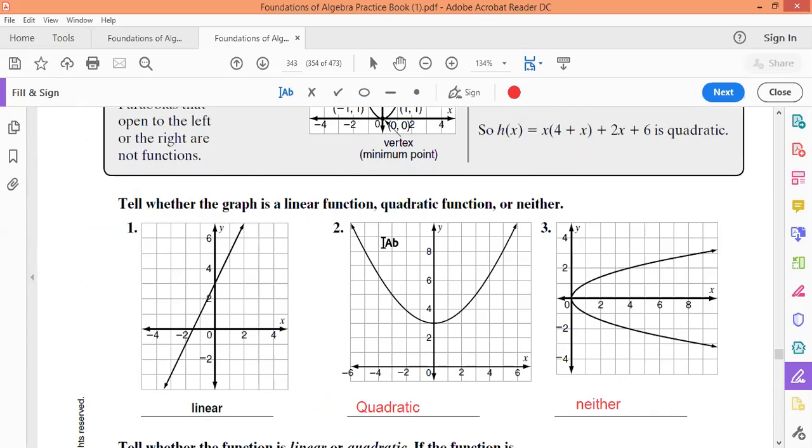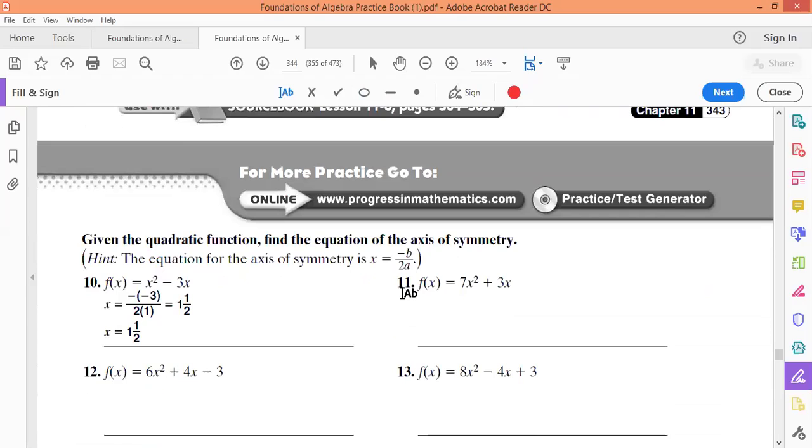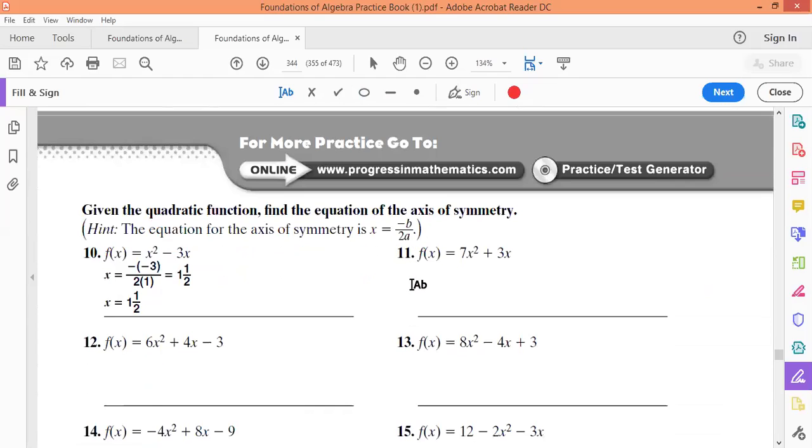So in these equations, we must know what the axis of symmetry is around. Y-axis. For that we will use this formula. X is equal to negative b over 2a. What is b and what is a?